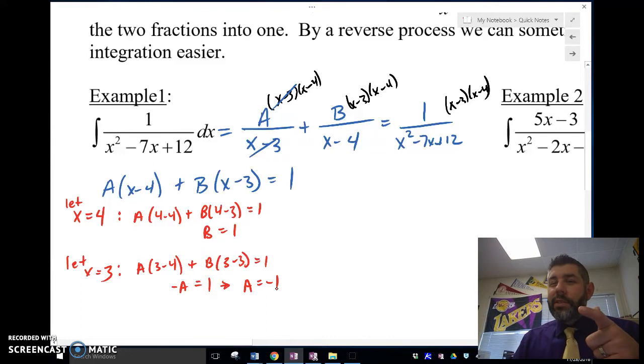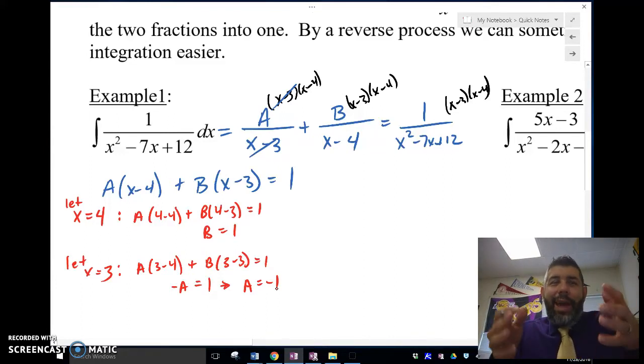Some of you are probably thinking to yourself, wait, Mr. Myasis, can I really do that? Can I just set x equal to 4? Doesn't that seem like cheating? Well, no, that's called math. That's algebra, all right? Because this happens for any x value.